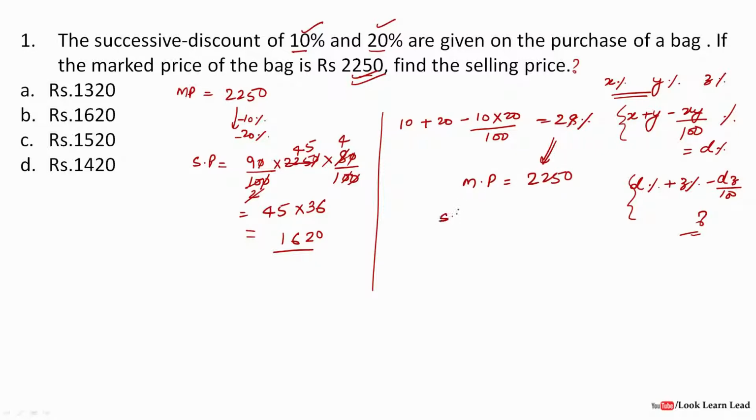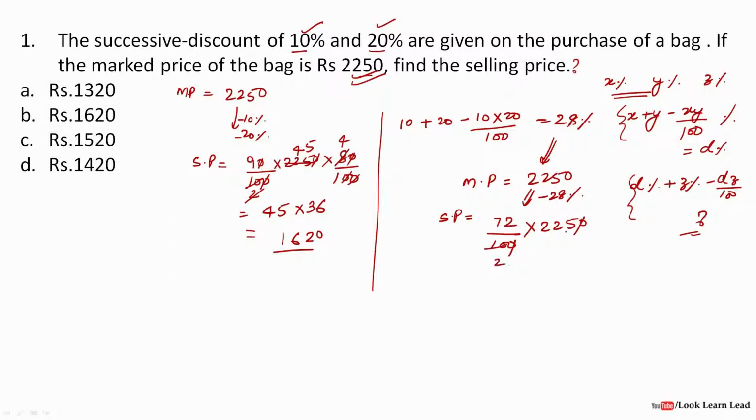So the selling price is the mark price minus the discount, and 28% is the discount which is given. So what would be the selling price? 100 minus 28 is 72. It is 72% of 2250. So this would be your answer. You can cancel it out.